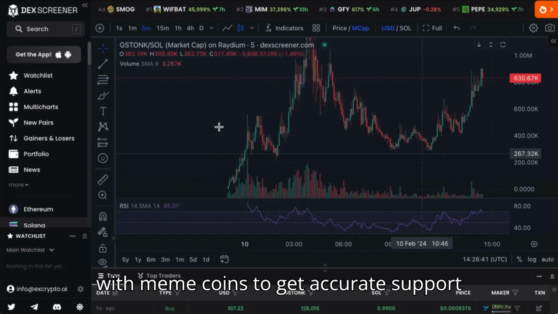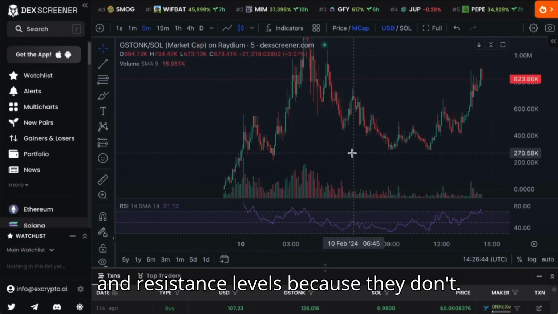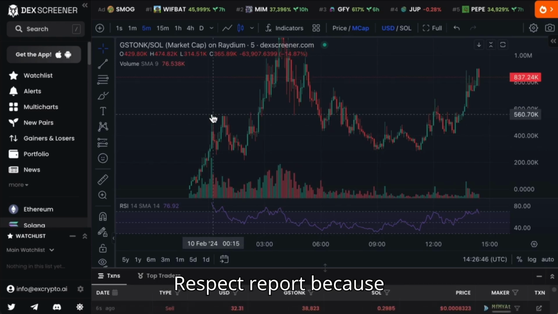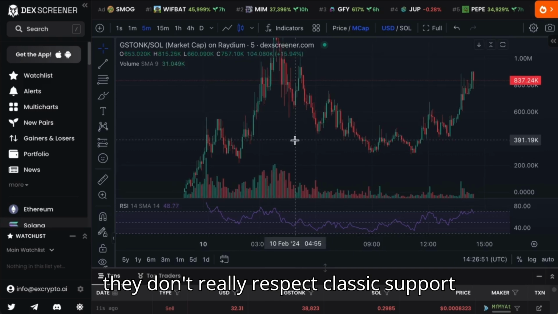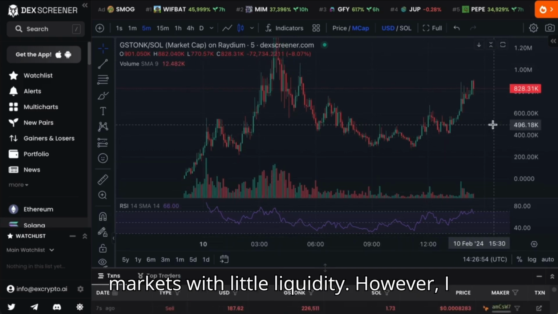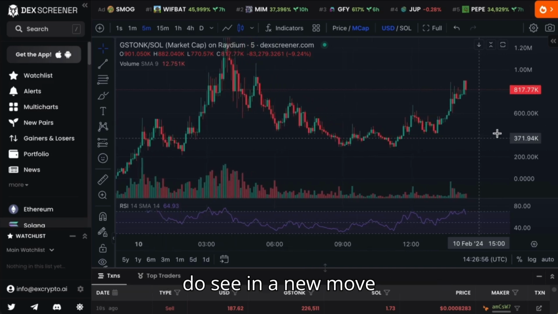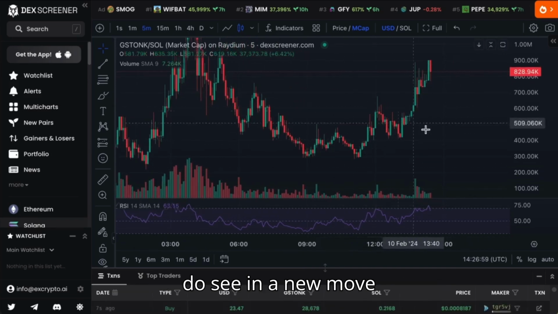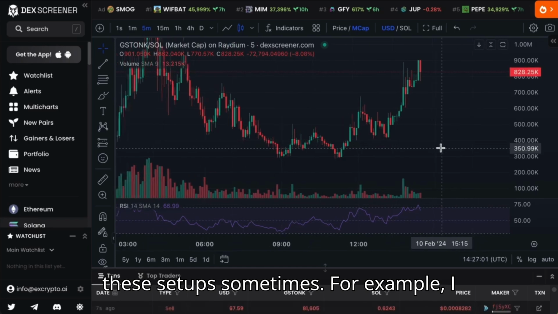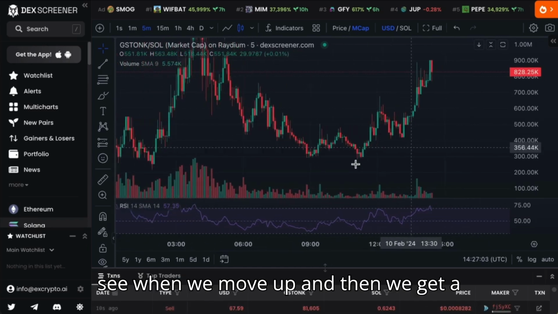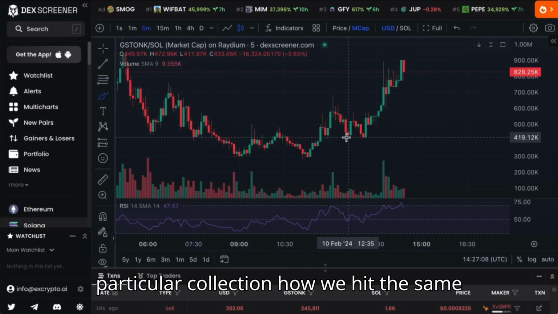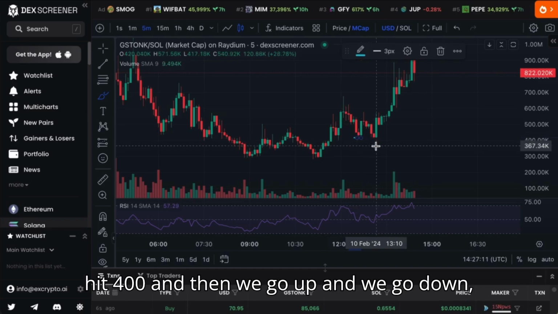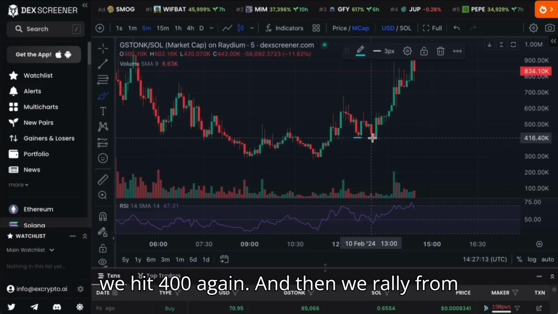It's very difficult with meme coins to get accurate support and resistance levels because they don't really respect classic support and resistance. These are fast-moving markets with little liquidity. However, I do see these setups sometimes in a new move. For example, we move up and then we get a pullback. Notice here with this particular collection how we hit the same level. We come back down and hit 400, then go up, then go down, hit 400 again and then rally from there.